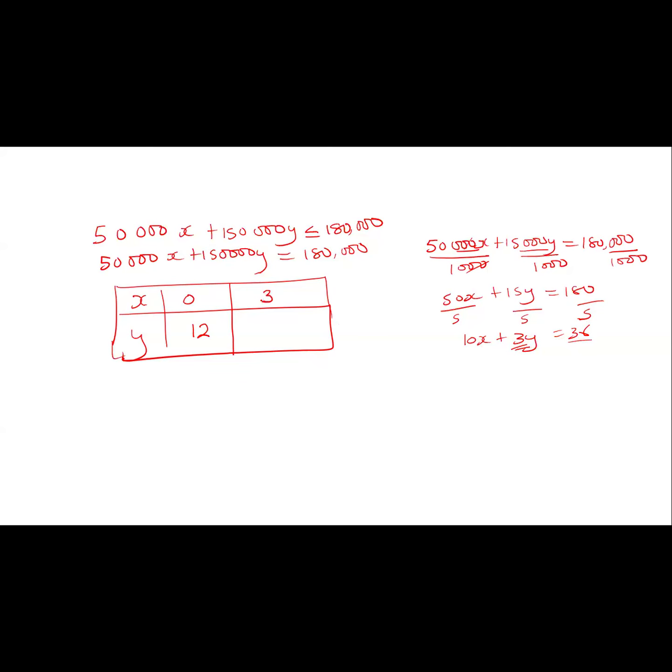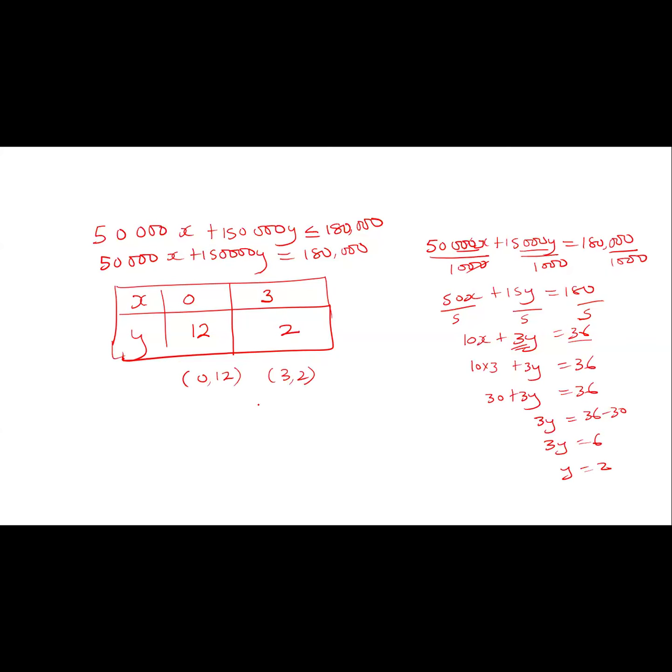Then I'll come here and I write here my 3. Then I'll say, when x is 3, I'll have 10 times 3 plus 3y is equal to 36. So this is 30 plus 3y is equal to 36. My 3y will equal to 36 minus 30. My 3y will equal to 6. So my y is equal to 2. So here I'll put 2. So I'm going to have my point 0, 12, and I'll have 3 and 2 as my points. Then that is the other one.